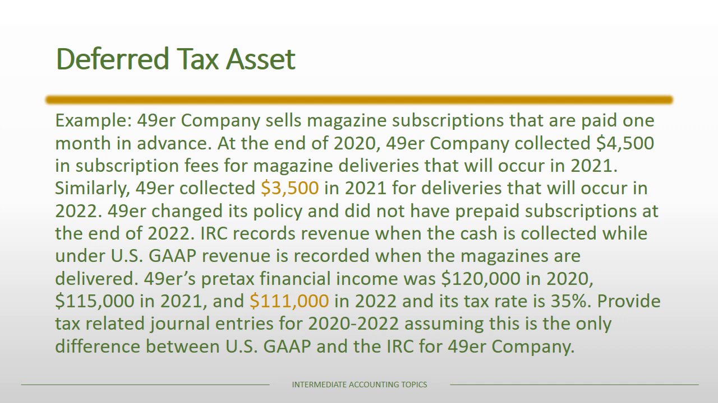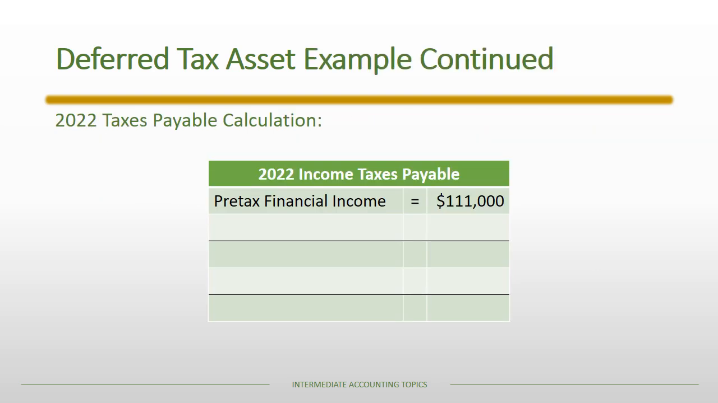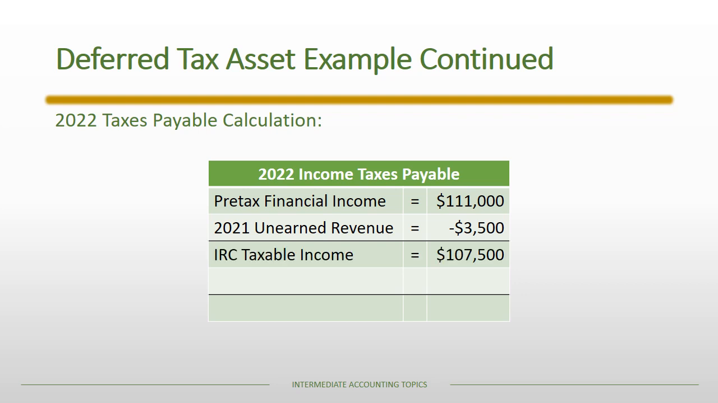All right, for the final year, we have to worry about the collection of the $3,500 left over from 2021. And of course, pre-tax financial income is different in 2022, and so we need to take that into account. So we start with pre-tax financial income of $111,000. We have to subtract off the unearned revenue, again, because it would have been recorded under US GAAP in 2022, but it would have already been recorded under the Internal Revenue Code in 2021. And so we're trying to reconcile pre-tax financial income to taxable income, and so we need to subtract that unearned revenue off. And so the IRC taxable income is $107,500.